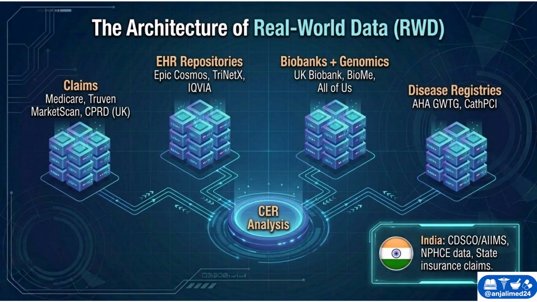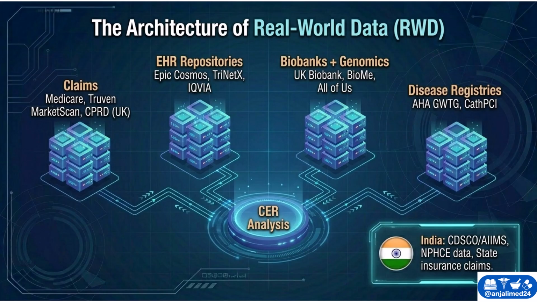Fourth are disease specific registries. Examples include cardiovascular registries like AHA Get With The Guidelines and CathPCI. These databases focus deeply on one disease domain and often contain highly validated outcomes and procedure details. At the center of all these systems sits CER analysis, integrating the diverse real world datasets to answer clinically meaningful questions at scale.